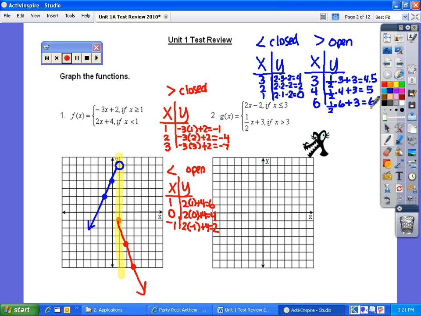So now I'm going to take my highlighter and go to my domain restriction, knowing that I should have one graph on the left and one graph on the right. So the first graph is going to be at 3, 4 with a closed circle, 2, 2 with a closed circle, and 1, 0 with a closed circle, connecting all of these dots.